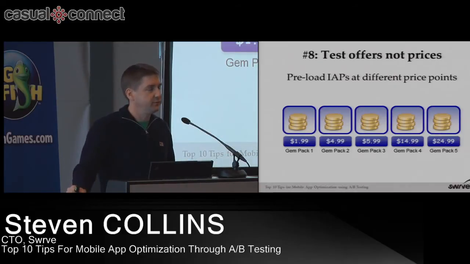Here I'm only showing 5, but typically you'd have quite a few more of those covering every possible price point you think might be relevant for your users. The second thing is call them gem packs or soft currency packs or something like that. You don't have to describe the amount of virtual currency you're going to give to a user in this instance.